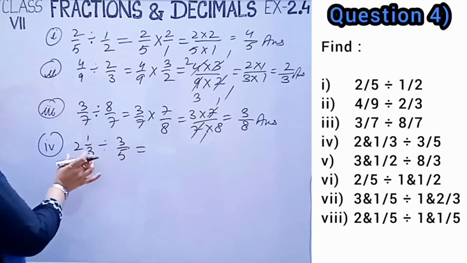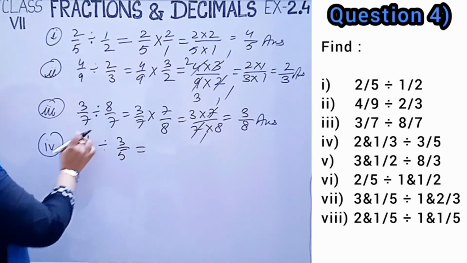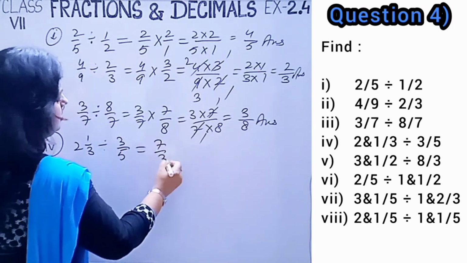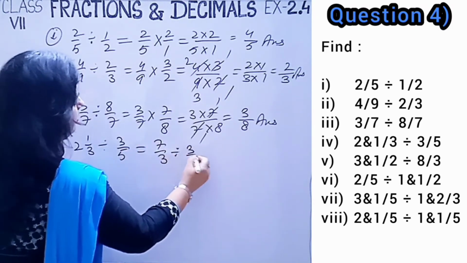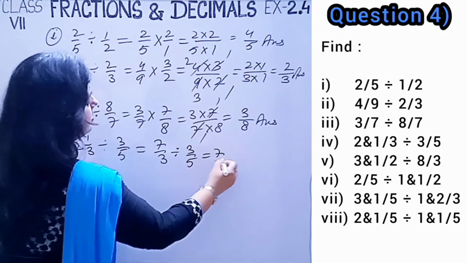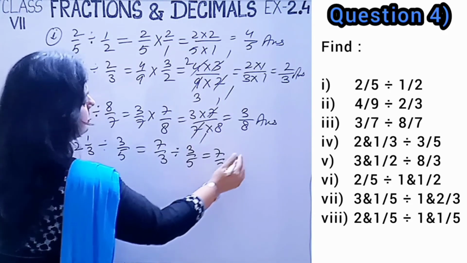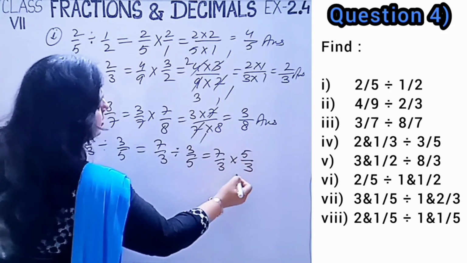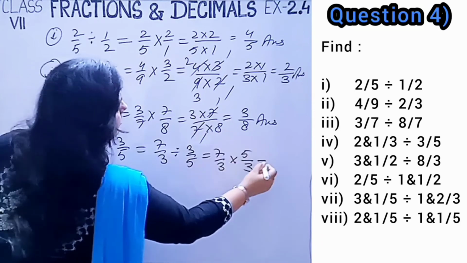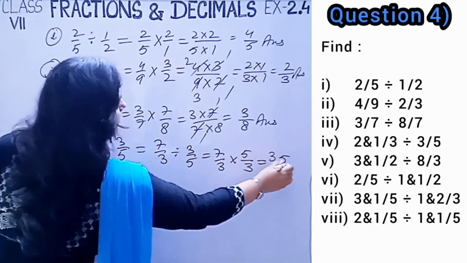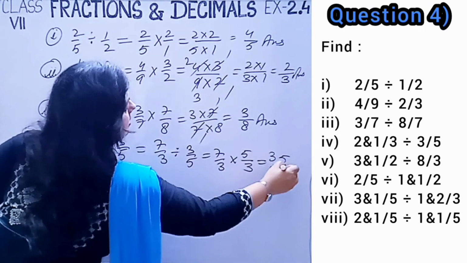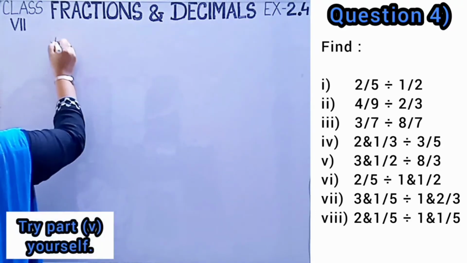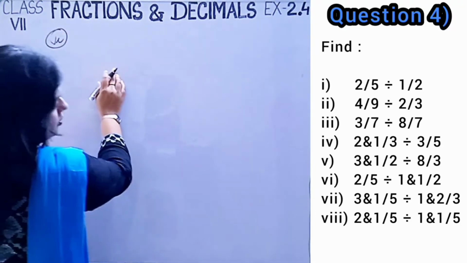Fourth part, 2 and 1 upon 3 divided by 3 upon 5. So this is a mixed fraction. 3 2s are 6, 6 and 1, 7. 7 upon 3 divided by 3 upon 5. So 7 upon 3 multiply here 5 upon 3. So 7 5s are 35 and 3 3s are 9. Answer.